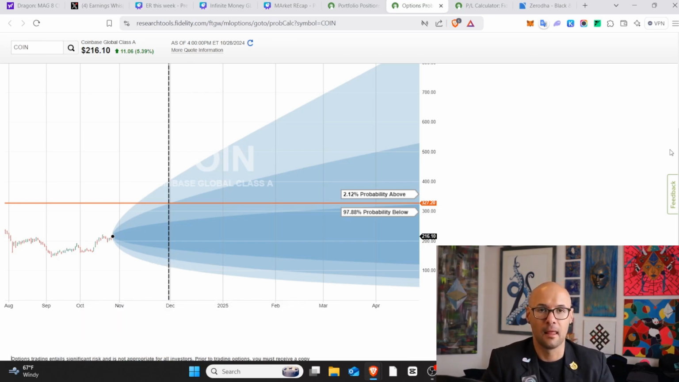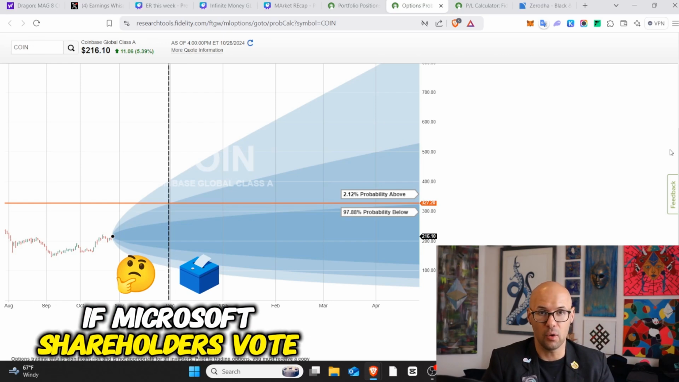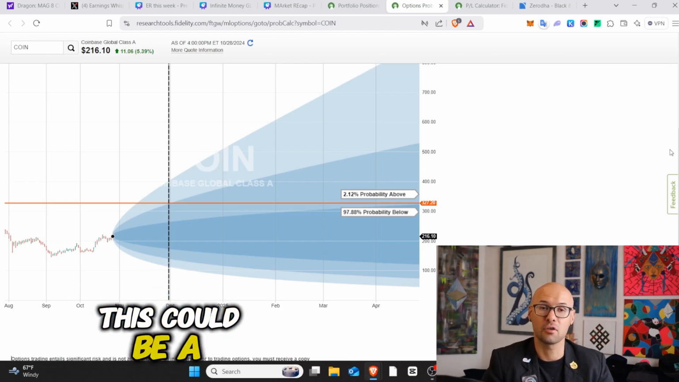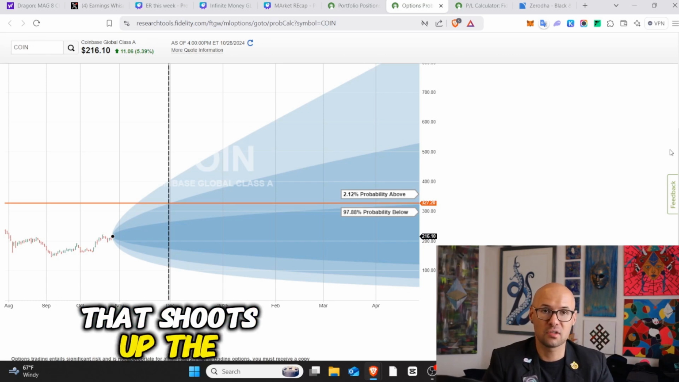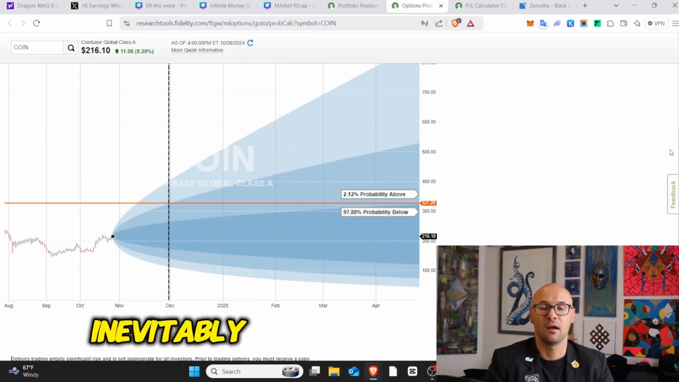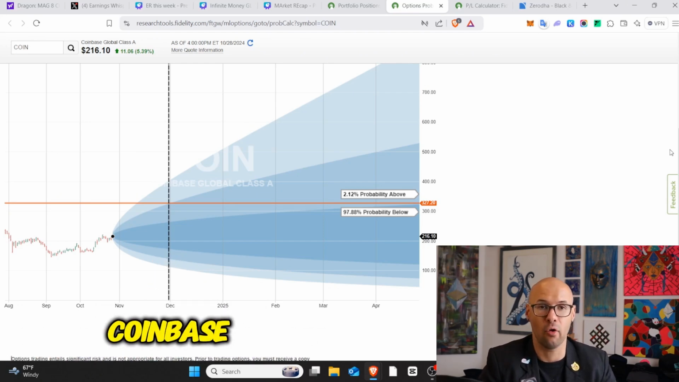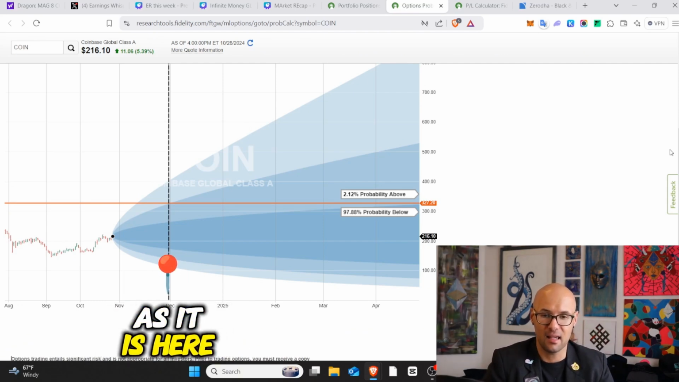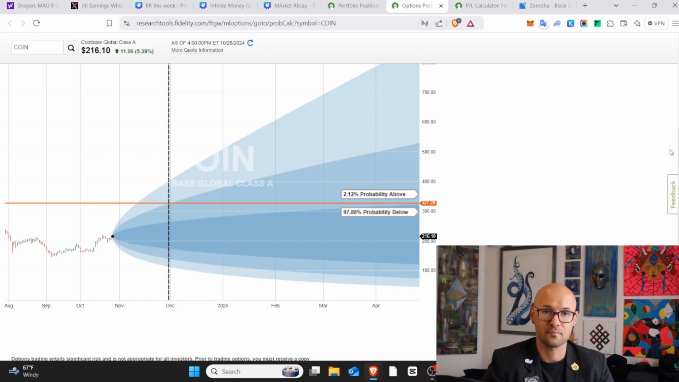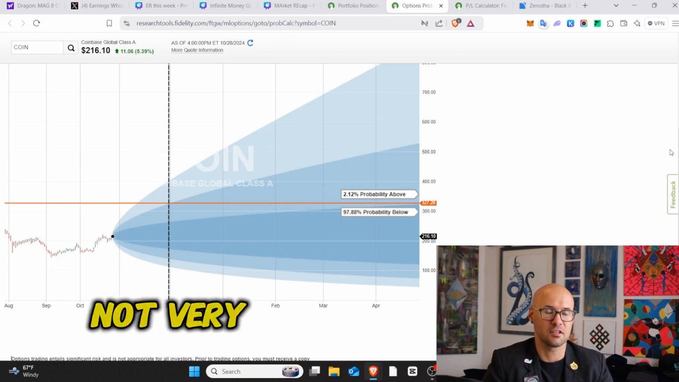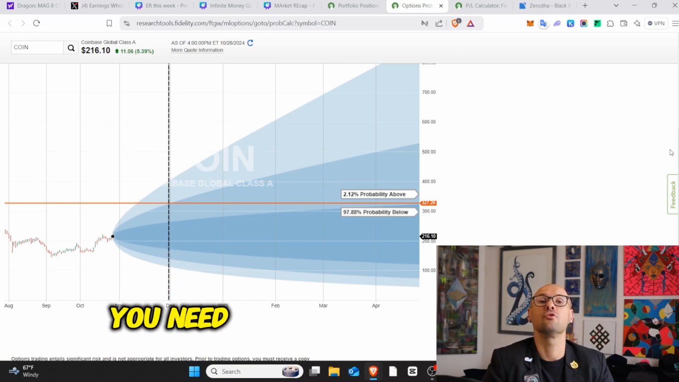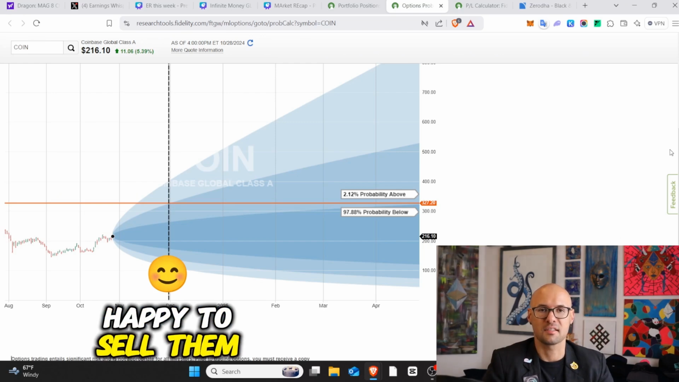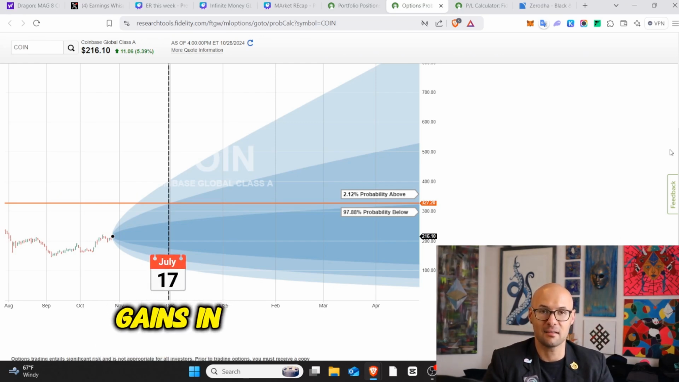Let that sink in. This company's strategy to hold Bitcoin performs better than Nvidia, the most favorite stock of everybody that's talking about. If Microsoft shareholders vote that Microsoft should also hold Bitcoin on their balance sheet, which they will do soon, this could be a very positive catalyst that shoots up the price of Bitcoin, let's say to 100,000. Inevitably, this will positively impact Coinbase, and the price might shoot up past 320 as it is here on this model. So it is not impossible. It is just not very likely. Should that happen, you need to be prepared to have your shares called away, and you should be happy to sell them for 50 or 60% gains in 1 month.